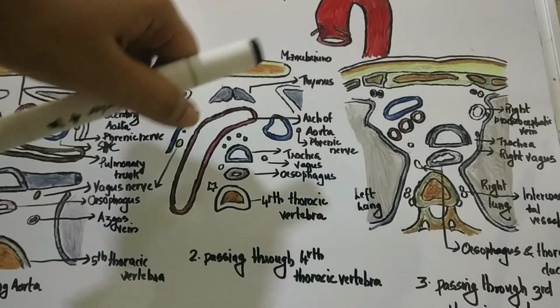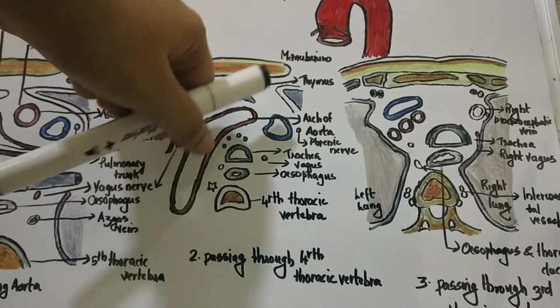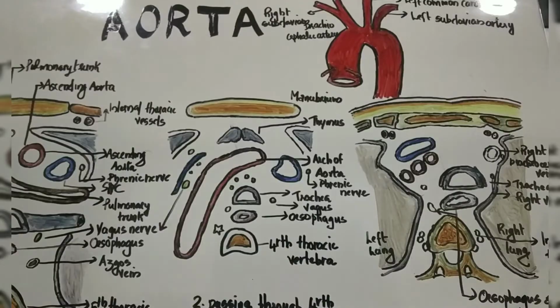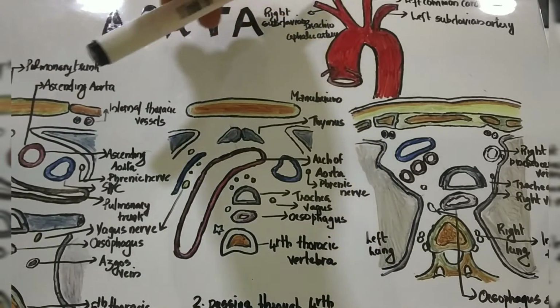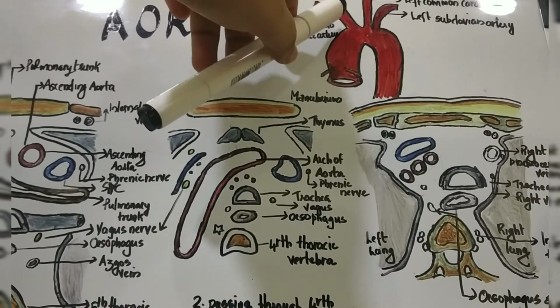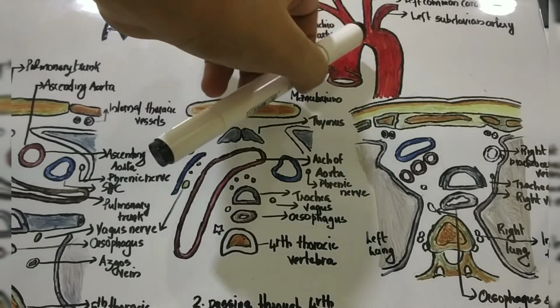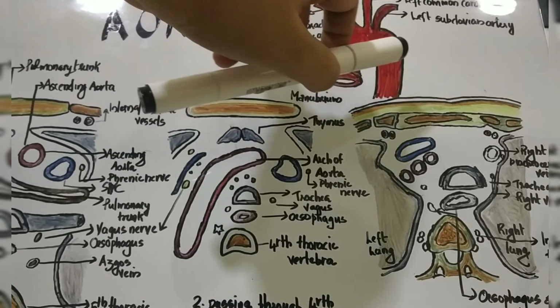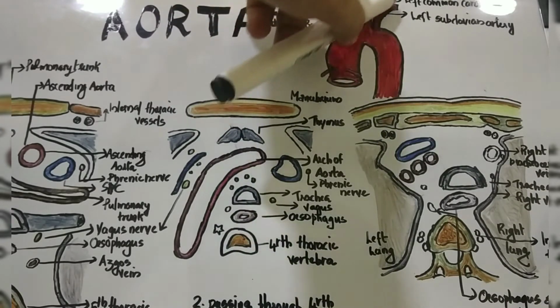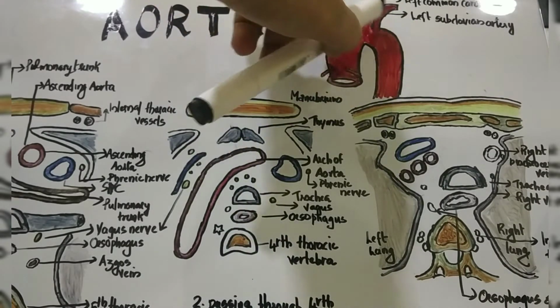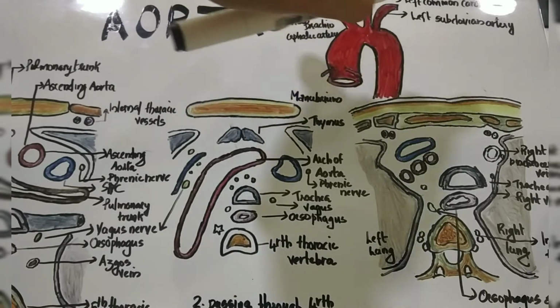And next are the branches of the arch of aorta. The three branches of the arch of aorta are the brachiocephalic artery, which again divides into the right subclavian artery and the right common carotid. And next is the left common carotid and also the left subclavian artery. These are the branches of the arch of aorta.